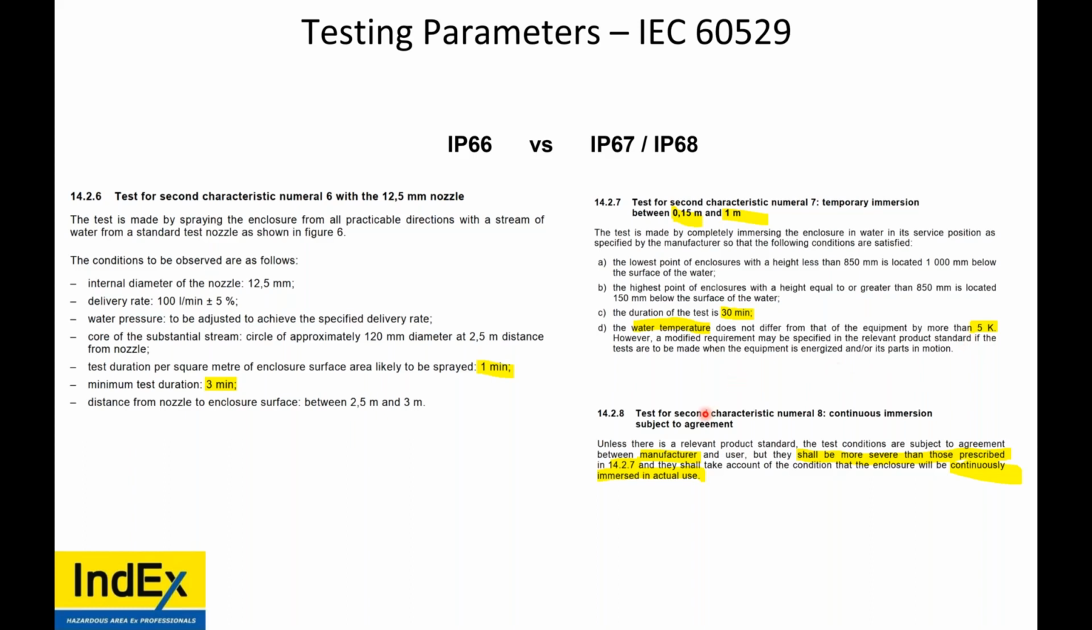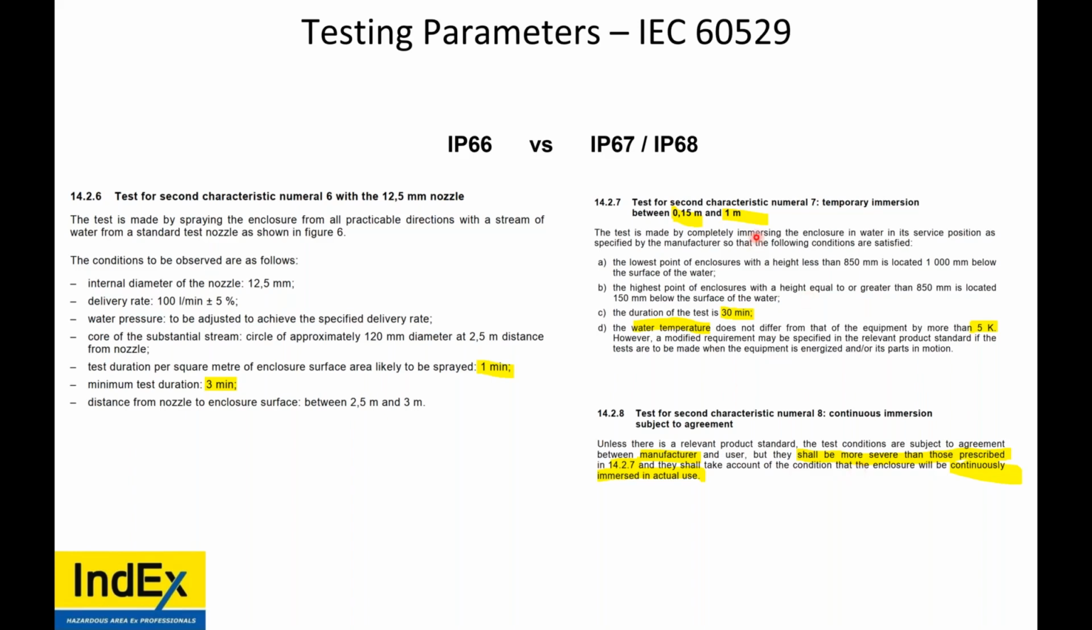Now, 68 is defined by the manufacturer, but shall be more severe than 67. And you shall take into account the conditions of the enclosure for continuous immersion in actual use. So 66, jets of water, 3 minutes. Pressure, driven pressure. When you look at 67, we're talking about only immersion. There is no jets of water. The only pressure is the standing water, while 68 is greater.